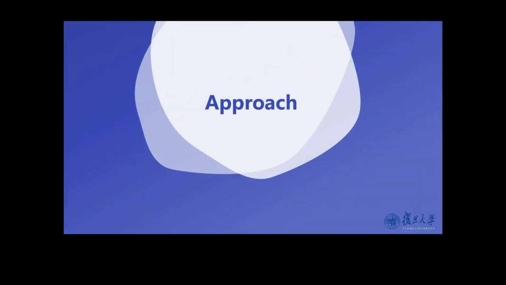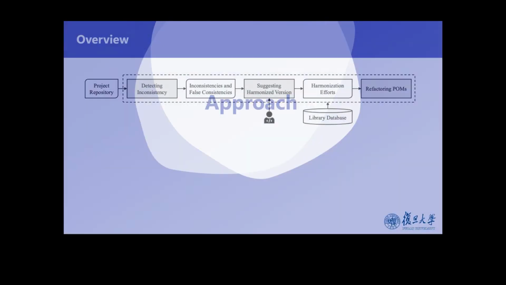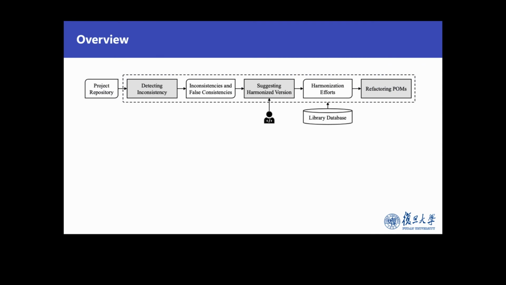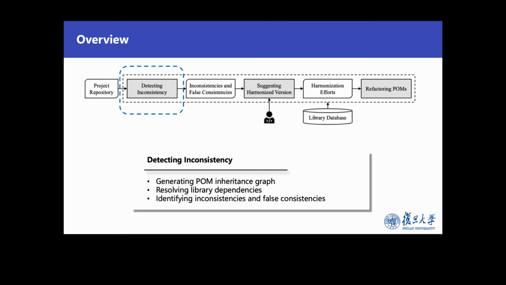Next comes our approach. The above graph shows the overall approach of LibHarmo. It takes 3 steps. The first step is detecting inconsistency. First, we generate the POM inheritance graph. Then we resolve library dependencies, and finally, we identify which libraries have an inconsistency or false consistency.